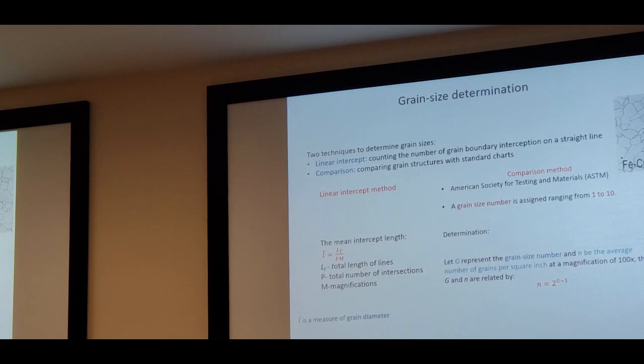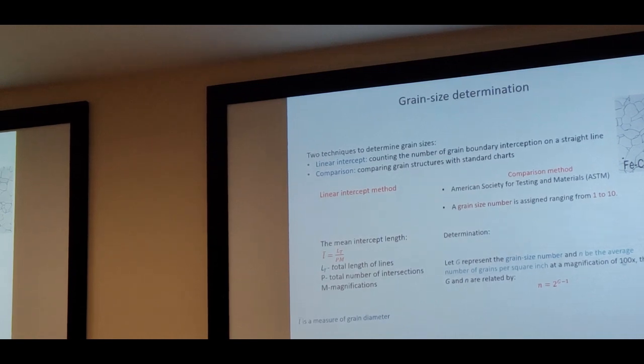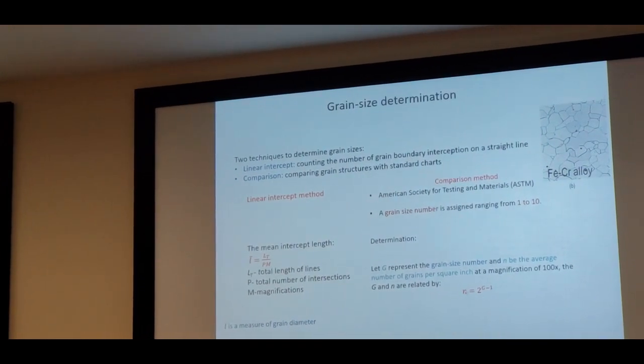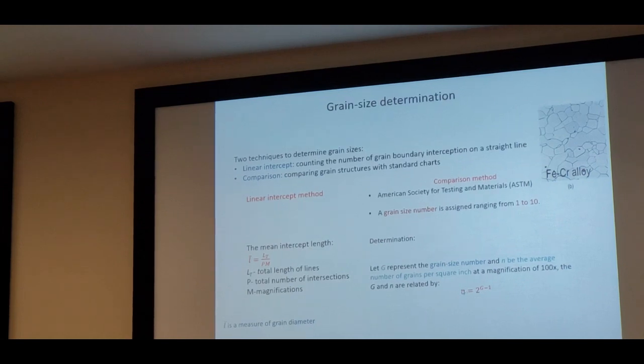For example, if your sample matches size number 5, then you should give that number here. Let G be the grain size number, and N the average number of grains per square inch at a magnification of 100x. The G represents the grain size number, so it is 5 here, and n is the average number of grains per square inch. These two are related by this equation.